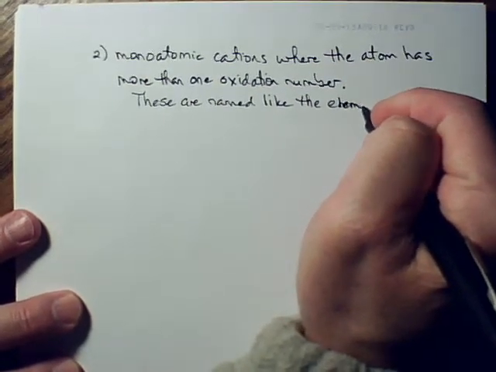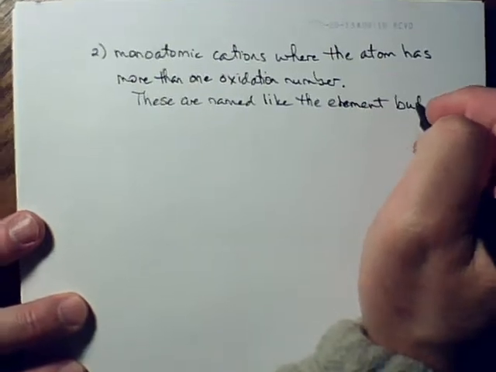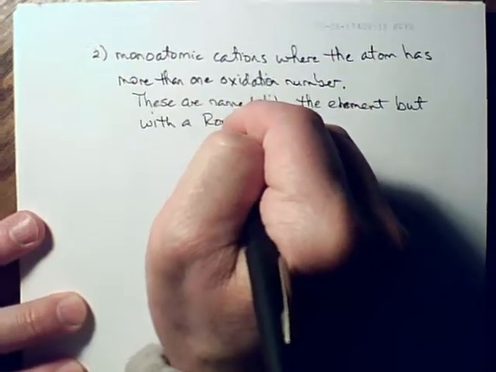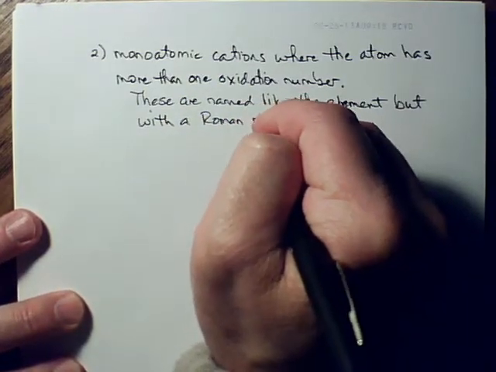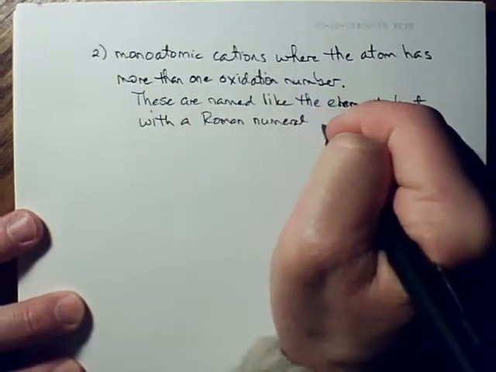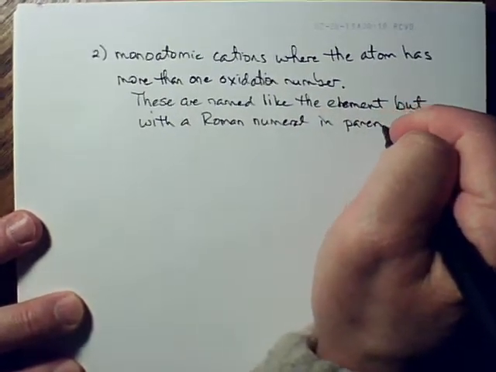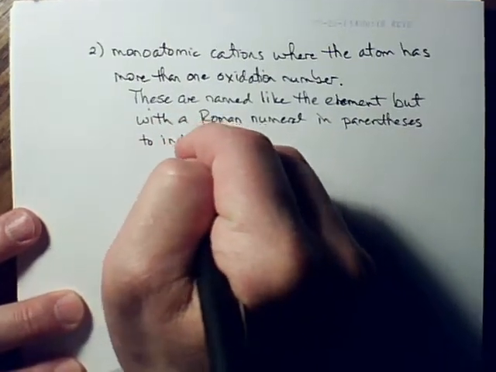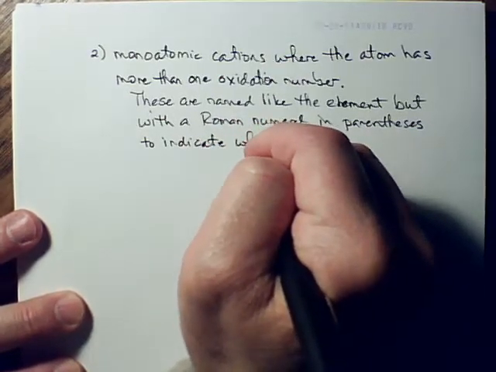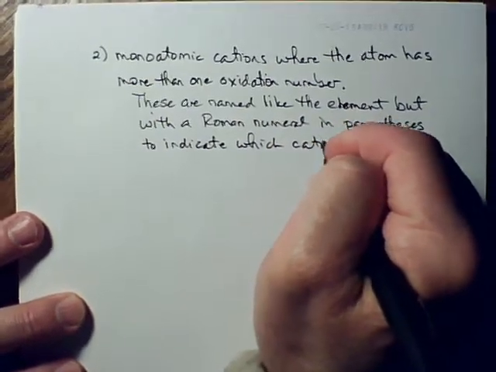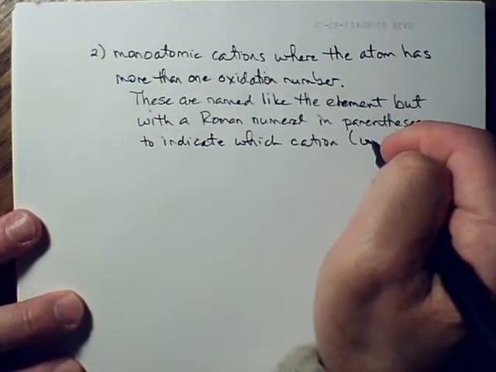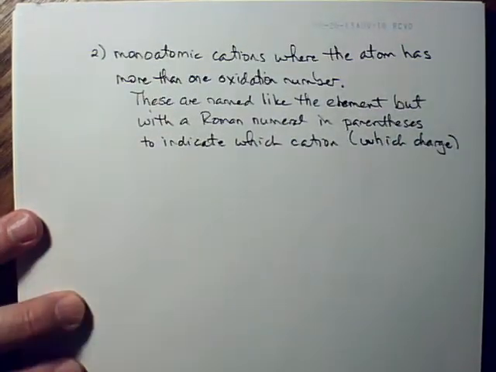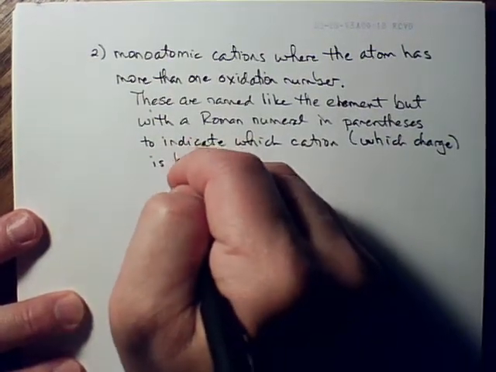These are named like the element, but with a Roman numeral in parentheses to indicate which cation, you can think of this as meaning which charge, is being used.